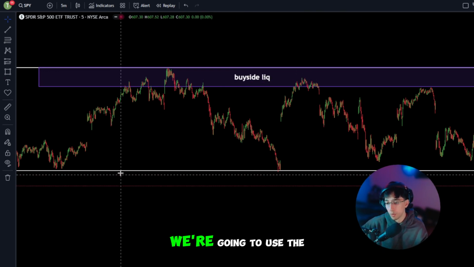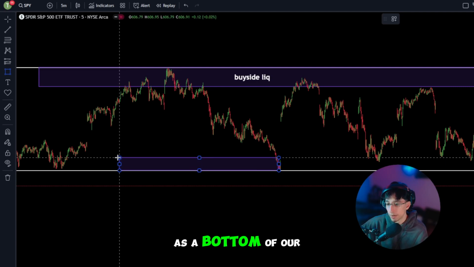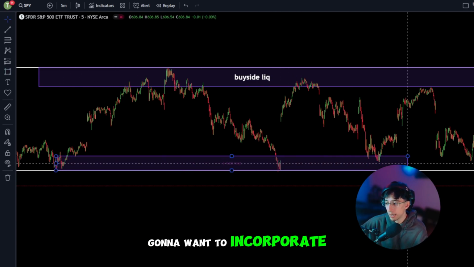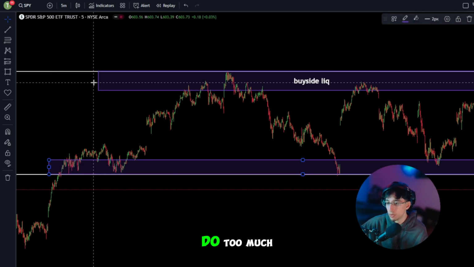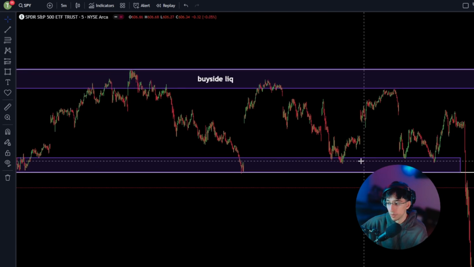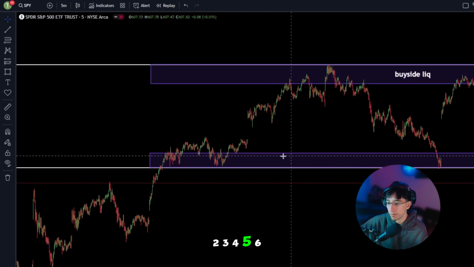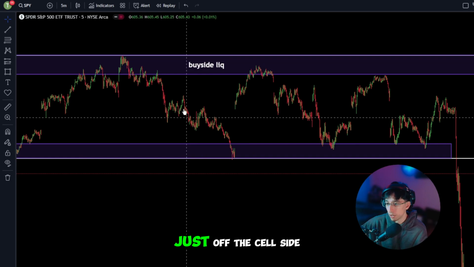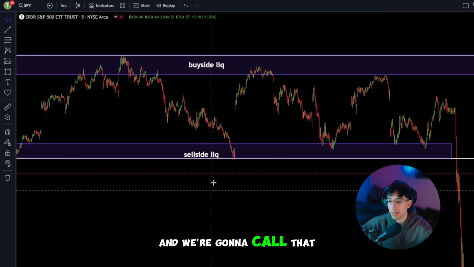Now on the other hand, we're going to use the bottom to identify our sell side liquidity. So we're going to use the bottom of the range as a bottom of our sell side liquidity zone. And then once again, you're going to want to incorporate a decent amount of touch points going across, but you're not going to want to do too much. You want to keep it very simple. See, we have 1, 2, 3, 4, 5, 6, 7, 8, 9, 9-ish touch points just off the sell side liquidity. And we're going to call that sell side.